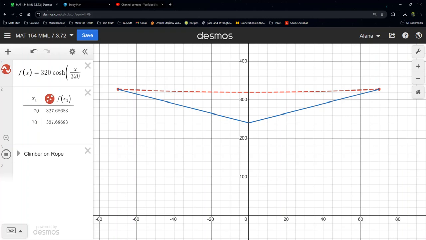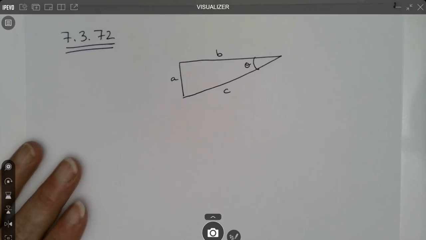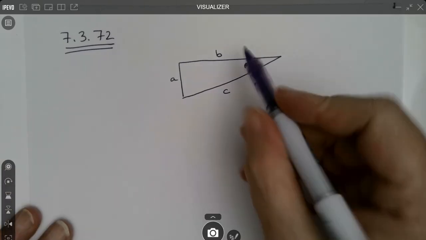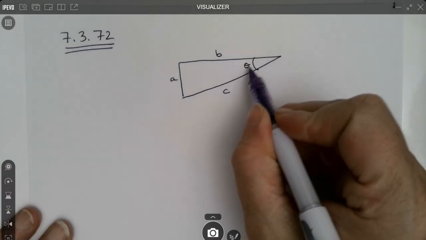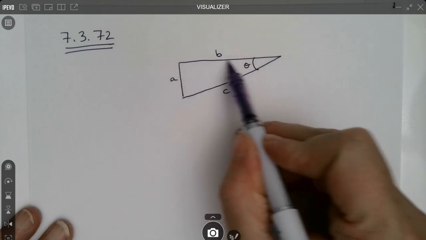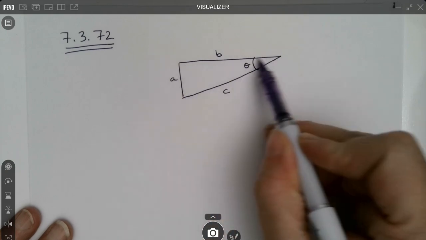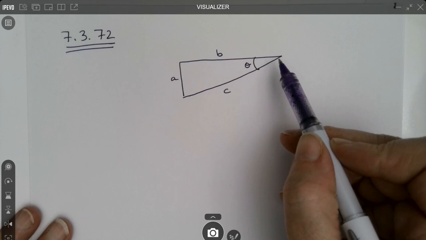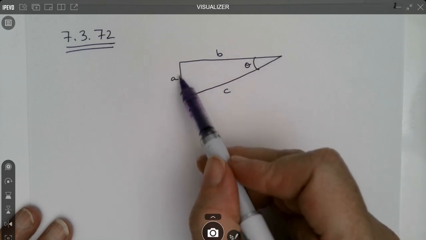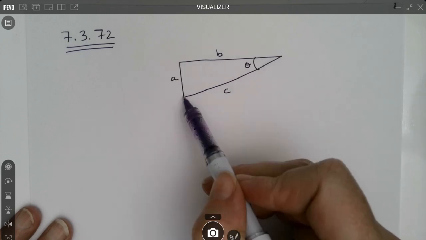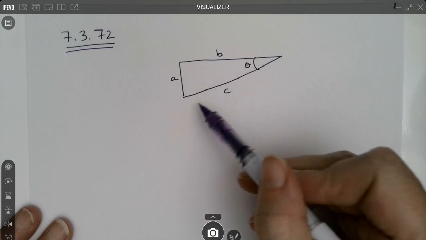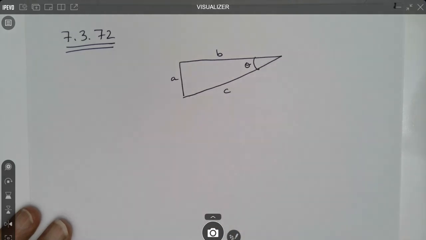So that's the key. We're going to try to draw a diagram to mimic this. And here's that diagram. We have our sag angle right here, that's theta. B is the catenary. It's where the curve would be, or the rope would be, if we allowed it. And then A is the distance that is getting pulled on by the climber. And C is the rope now that the climber is on it.